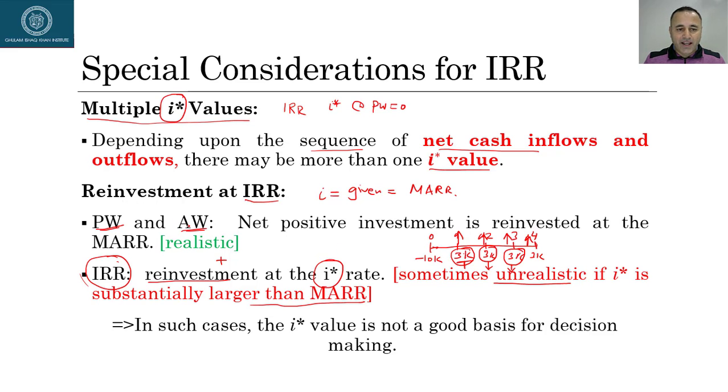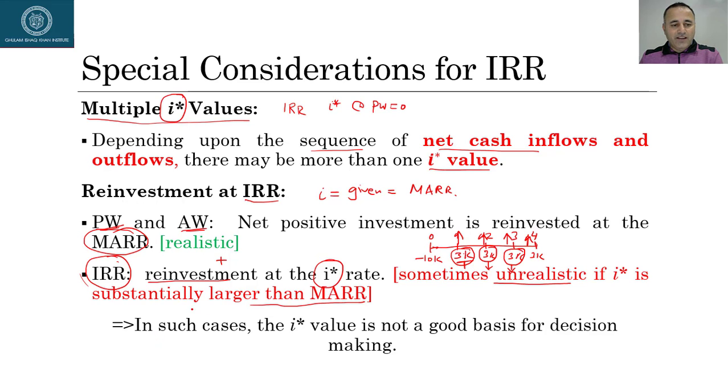PW and AW, on the other hand, assume that all the positive cash flows I can reinvest at my minimum attractive rate of return. That's a very realistic assumption. So one of the drawbacks of IRR is that the built-in assumption in IRR is that I can reinvest my positive cash flows at IRR. So for very high IRRs, this is a very unrealistic assumption. I hope you understood this point.